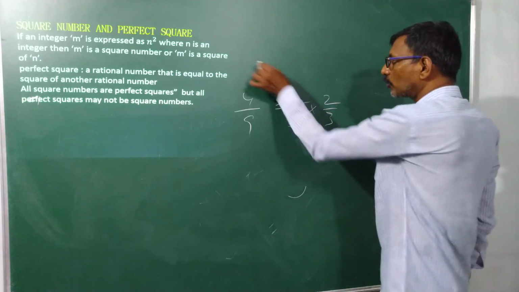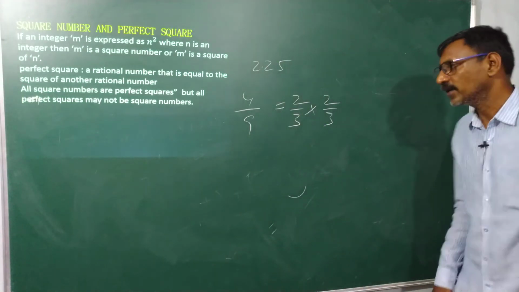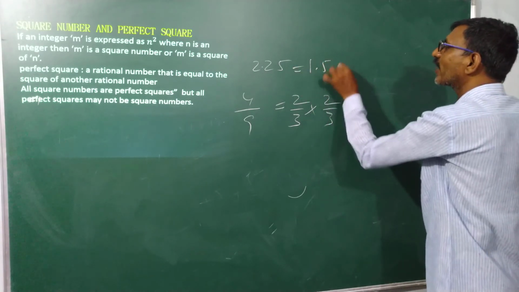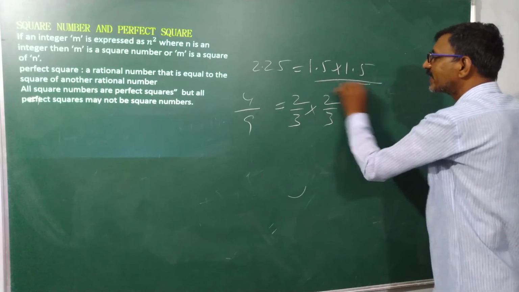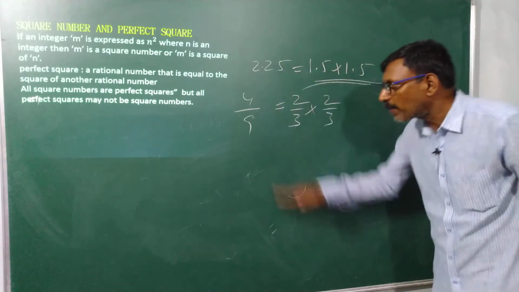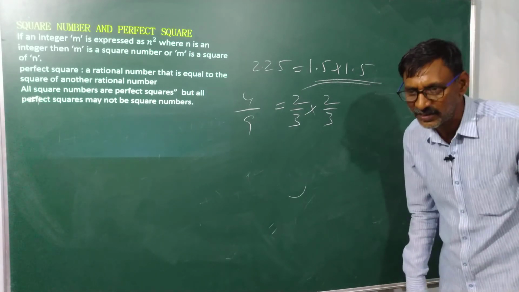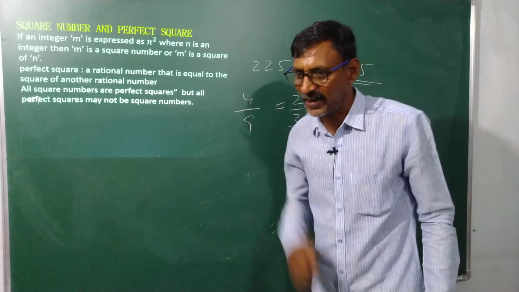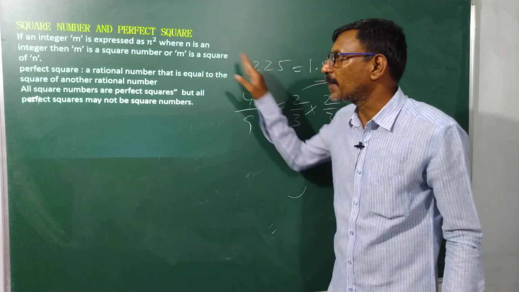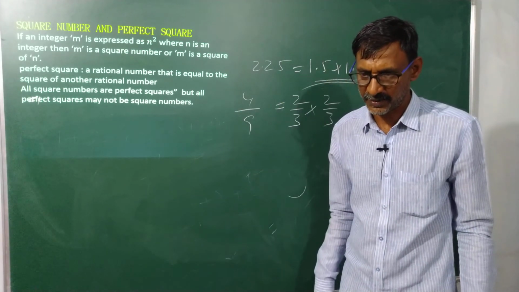Suppose I have 2.25. This can also be written as 1.5 into 1.5. It is a decimal number. This type of number is called a perfect square number. Every square number is a perfect square. Every square number is a perfect square.